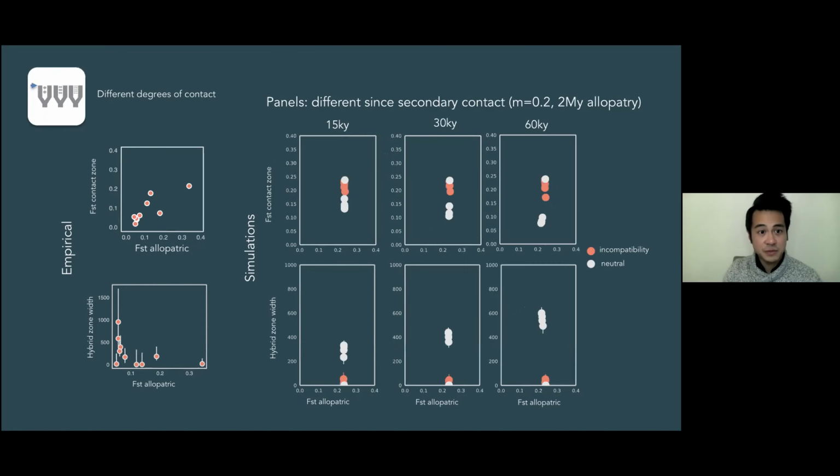So the next is different degrees of contact. Like I was mentioning, once they come back into secondary contact, maybe some of them would have a stronger barrier than the others. And I think it's quite clear here that it also doesn't reflect what we might observe in our empirical data. It's more of a linear relationship where the allopatric FST stays consistent among all of our comparisons, but what really changes is FST in the contact zone as well as the hybrid zone width. But the allopatry doesn't change too rapidly.